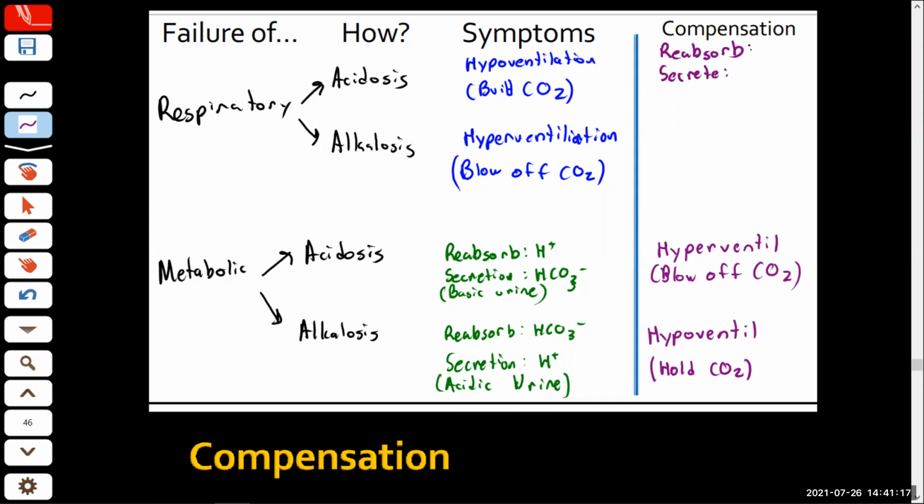So start with, what do you have too much of in acidosis? You have too much base or too much acid? Too much acid. And what can the kidneys pee out that is acidic? Protons. What would you want to reabsorb? Bicarbonate.